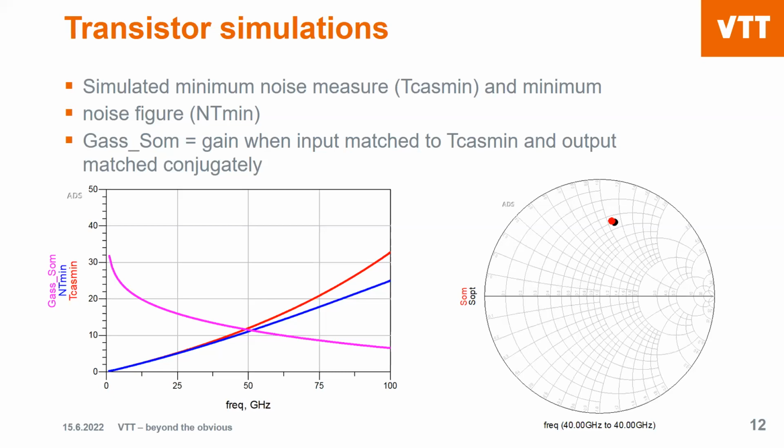On the right-hand side, you can see it on the Smith chart. That would be the optimum. The red one is the optimum Tcas min match, where you should match it to get the lowest noise possible for your LNA. But we can see that the optimum noise figure match, which is in the textbooks, is the black one. So they are on top of each other, and we can now use the traditional equations for designing our LNA.